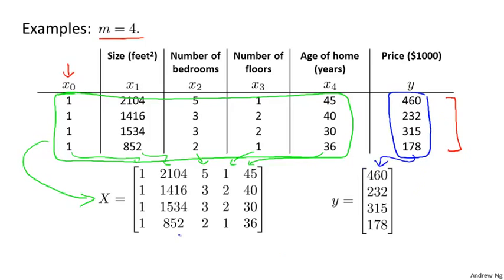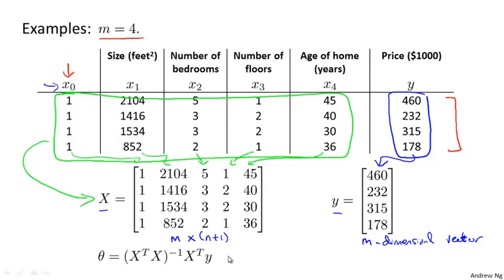So X is going to be an m by n plus 1 dimensional matrix, and y is going to be an m dimensional vector, where m is the number of training examples and n is the number of features. And I have n plus 1 because of this extra feature x0 that I added.